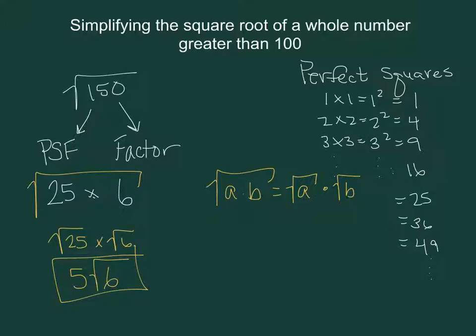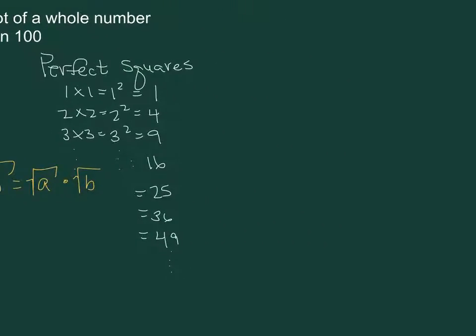Let me do another one. I'm going to just slide this over. Let's do the square root of, I don't know, 270. I have no idea. Okay, so let's try this one. I'm just making this up. So 270.